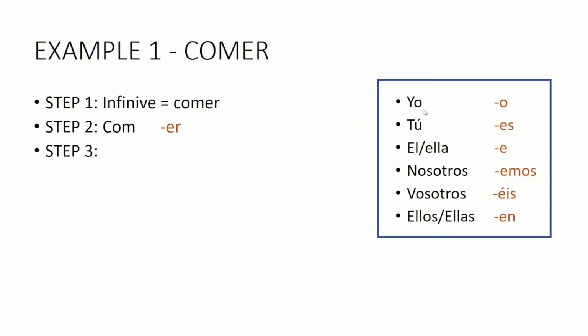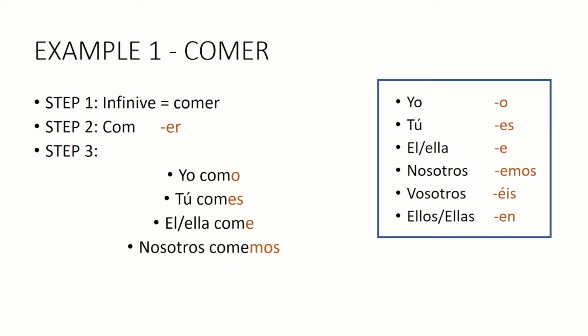So example number 1, comer, which is to eat. Step number 1, again, infinitive. Step number 2, we drop the last 2 letters. And step number 3, we add the endings on the right hand side of the screen. So it will be yo como, tú comes, él, ella come, nosotros comemos, vosotros coméis, ellos, ellas comen.